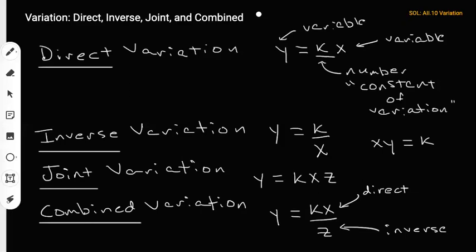So those are the four different types of variation, and we're going to be using all four to solve variation problems.